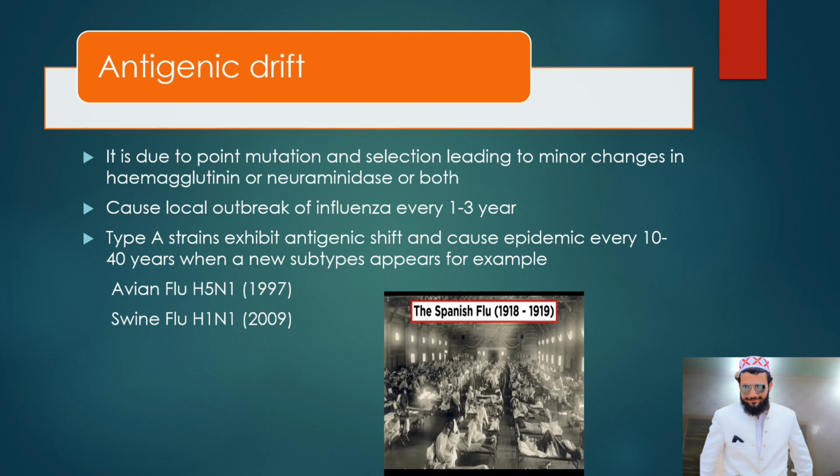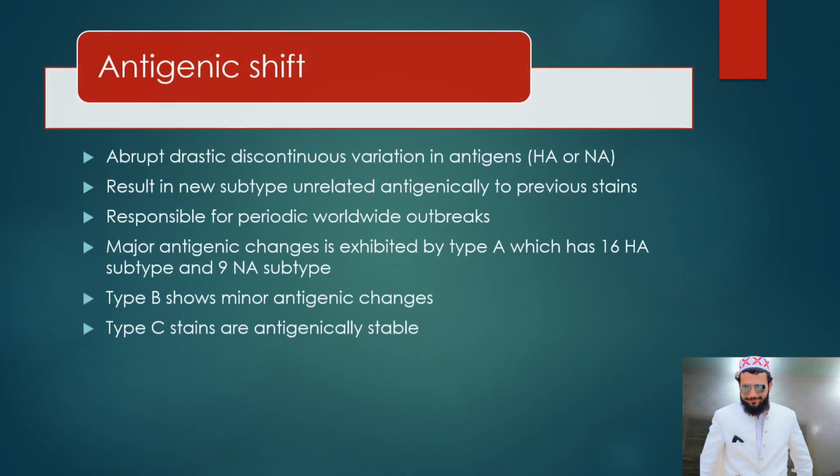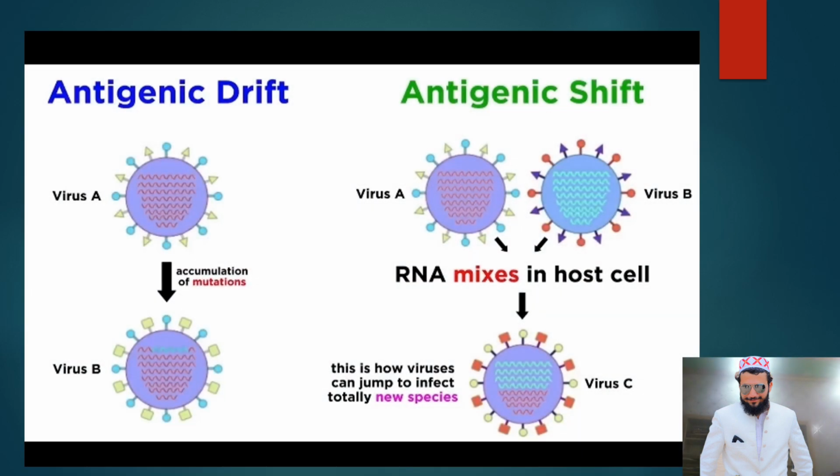What is antigenic drift? Antigenic drift is due to point mutation and selection leading to minor changes in hemagglutinin or neuraminidase or both. It causes local outbreaks of influenza every 1 to 3 years. Type A strains exhibit antigenic shift and cause epidemics to the previous strain.